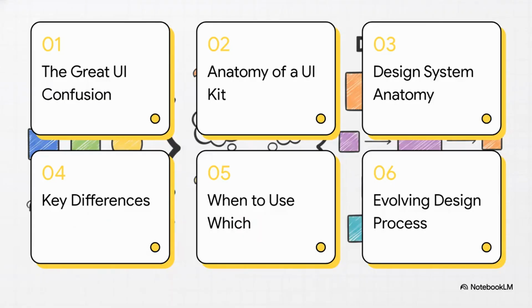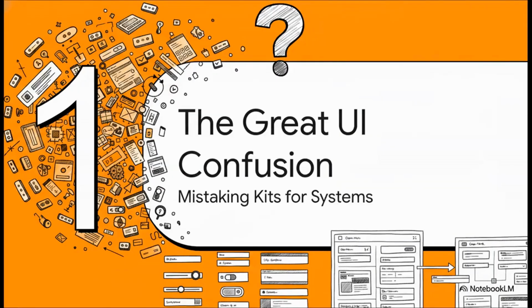So here's our roadmap for today. We're going to hit the great UI confusion, break down the anatomy of both UI kits and design systems, clearly explain the key differences, give you the lowdown on exactly when to use which, and finally, look at how to evolve your design process.